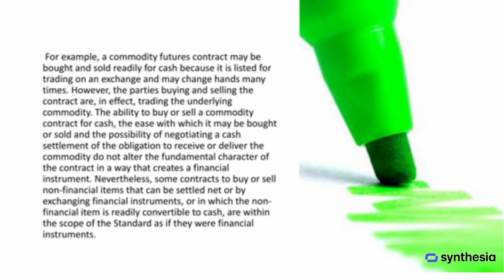For example, a commodity futures contract can often be bought or sold for cash because it is exchange-traded and frequently changes hands. However, the buyers and sellers are essentially trading the underlying commodity. The ease of trading, cash settlement possibilities, or negotiability does not change the contract's fundamental nature. It remains a non-financial contract. That said, some contracts to buy or sell non-financial items can fall under this standard if they are settled net, exchanged for financial instruments, or if the non-financial item is readily convertible to cash.